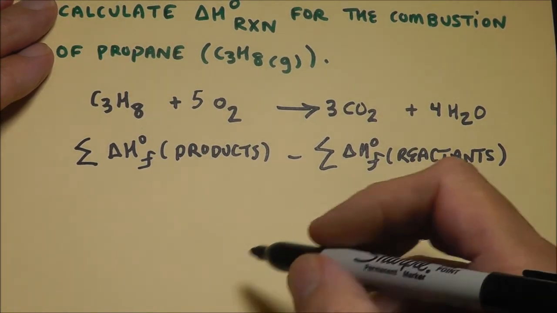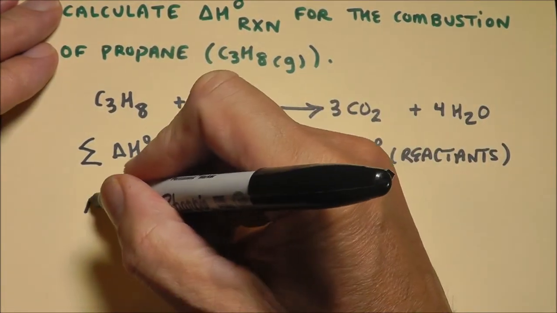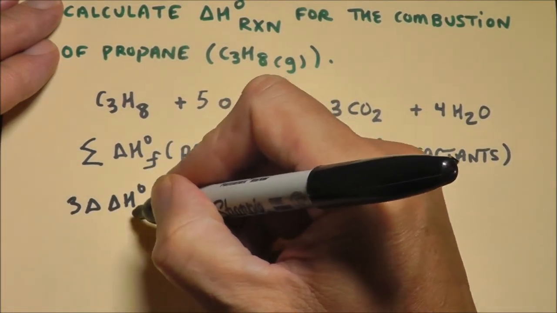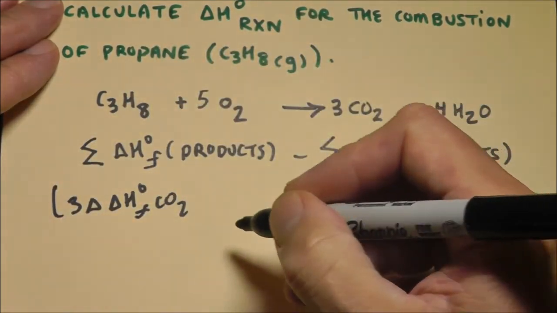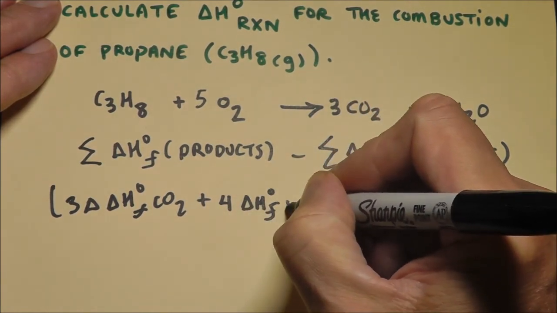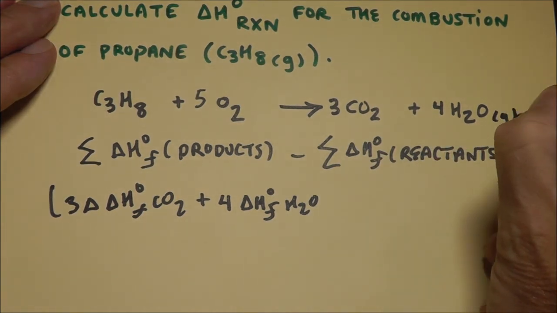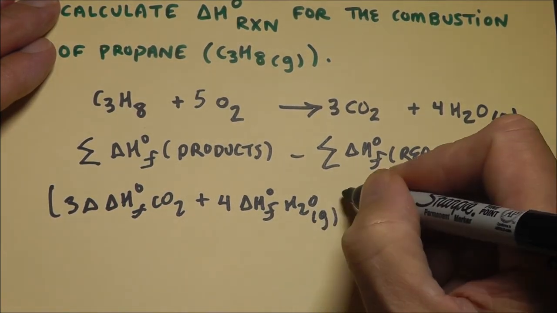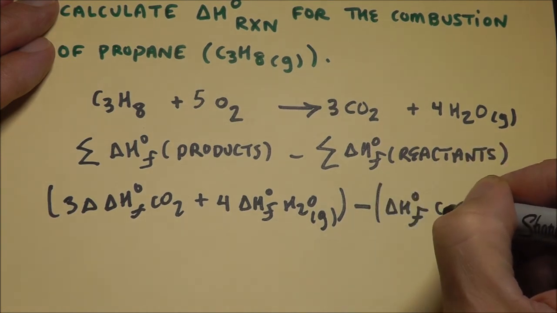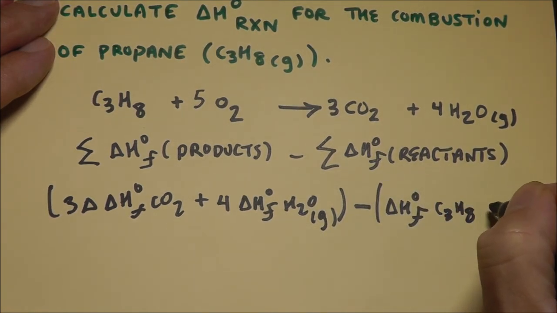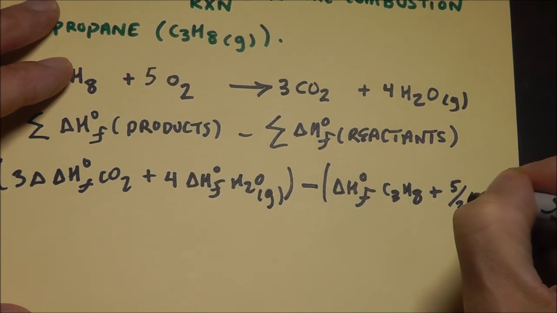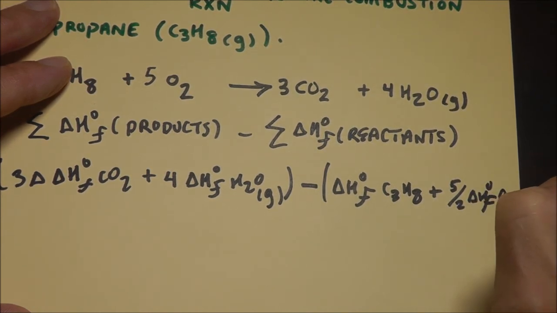You'll be able to tell if you get it backwards, and I'll show you about that later. So what that means is I'm going to look up the delta HF, 3 times the delta HF of CO2, plus 4 times the delta HF of water, we'll call that water gas, minus the delta HF of C3H8 plus the delta HF of 5 halves, delta HF, running out of room, O2.